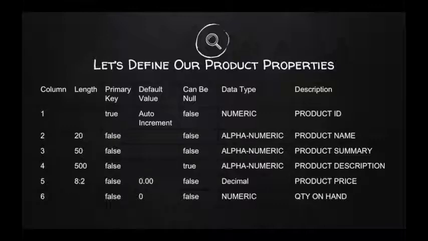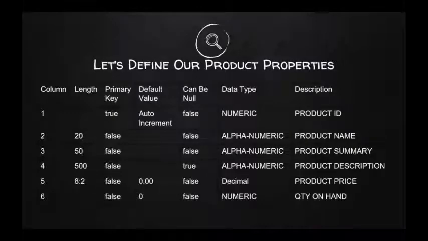So let's look at product first. So product, we've identified as needing an ID, a name, a summary, a description, a price, and quantity on hand. We've also defined most of the information for the database properties back when we defined our fixed width properties. When dealing with the database, there's some additional information you need for each of your columns. So we still need to know what column number we're dealing with. We still need to know the character lengths.